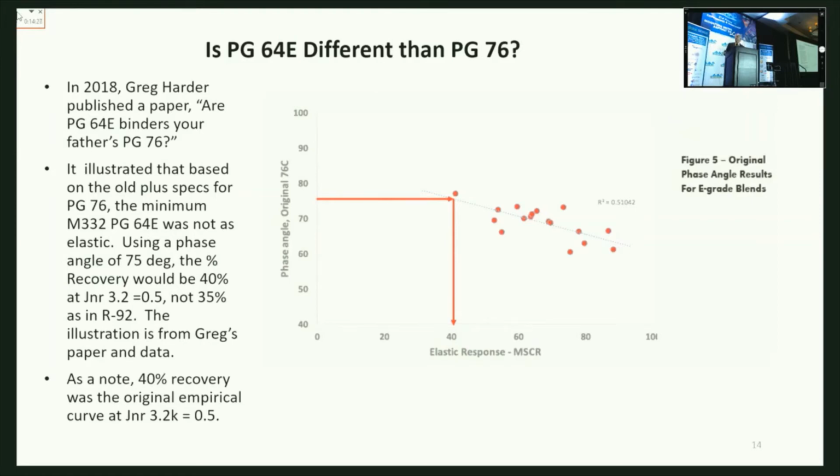So the question is, is the PG 76-22 different versus 64E? The answer is yes and no. It doesn't meet the 75-degree phase angle, but they're fairly close.